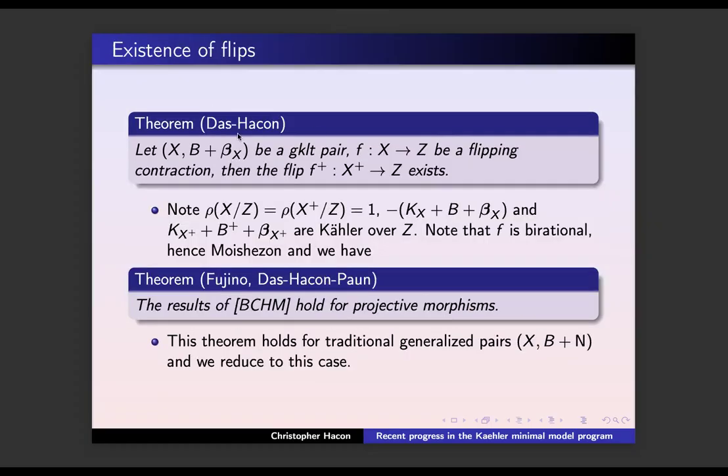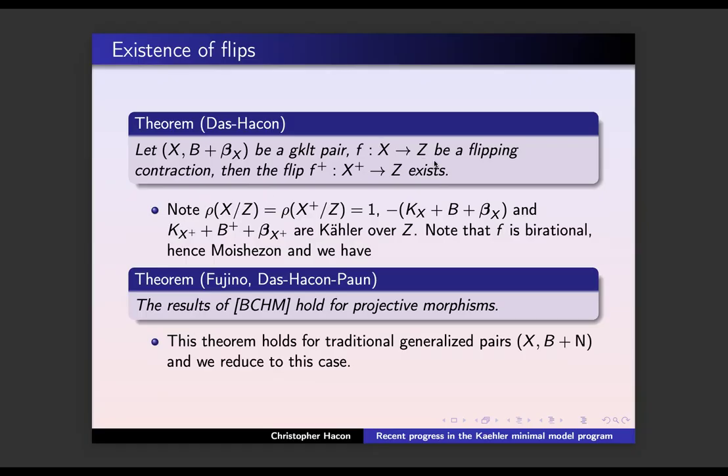Okay, so the other good news is that the existence of flips is also known in full generality in this context. So if I have a generalized KLT pair and I have a flipping contraction, then the corresponding flip exists. Now, I won't discuss the proof of this result, but let me give you an idea of why it should be true. Well, first of all, what does flip mean? Well, it's the usual definition.